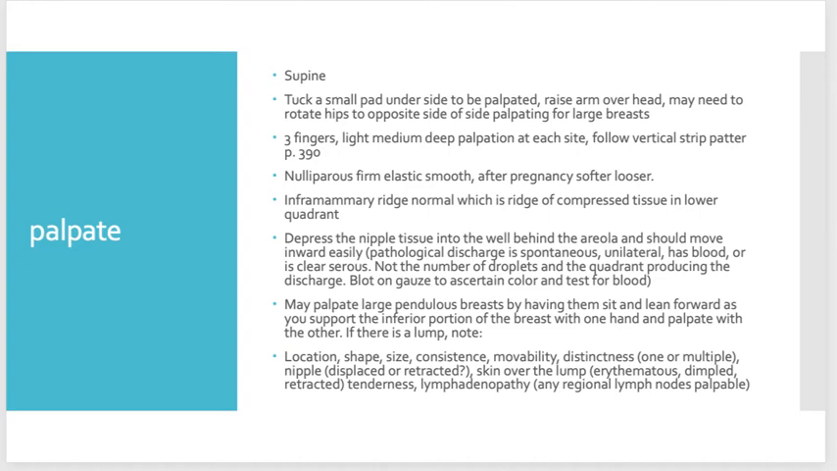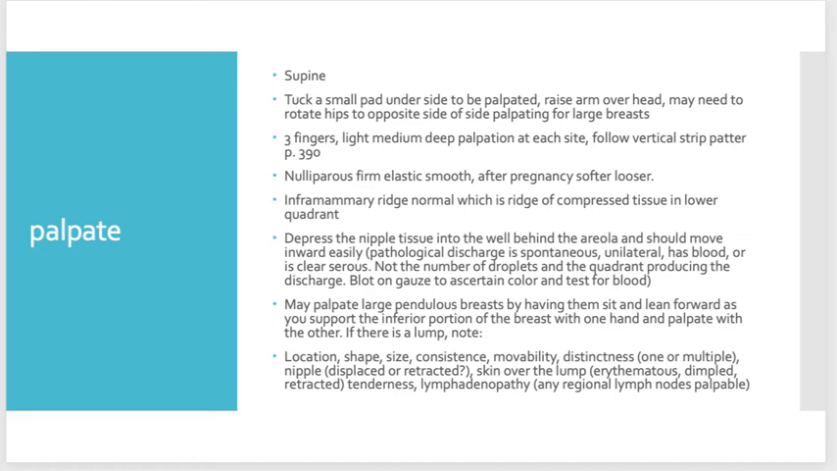And all of this is done in order to define the breast tissue on that side and make it easier to palpate and spot any problems. In order to palpate, we are going to use 3 fingers: the index, the middle, and the ring finger, and the pads of those fingers. And we're going to use a light, a medium, and a deep palpation at each site as we follow a vertical strip pattern. That pattern can be found on page 390 of your book and begins in the upper axillary region at the outside breast tissue.